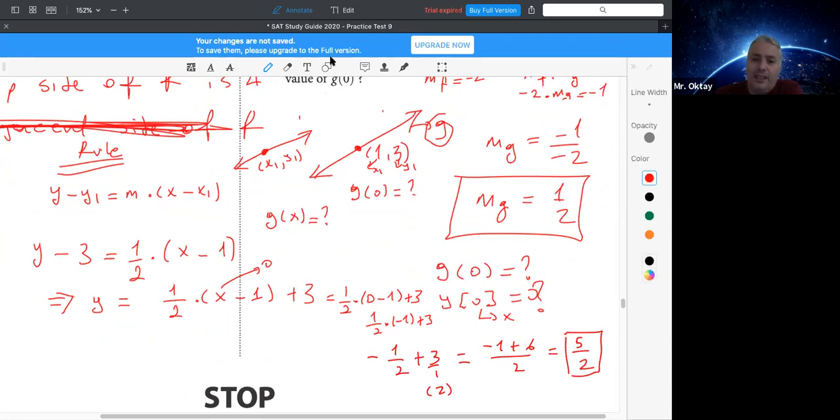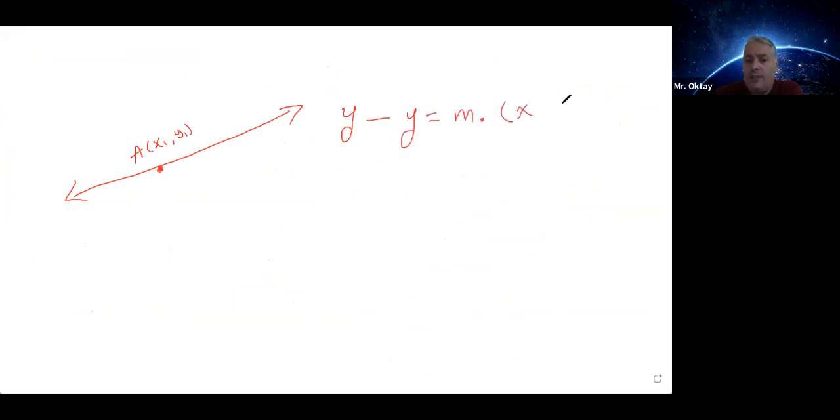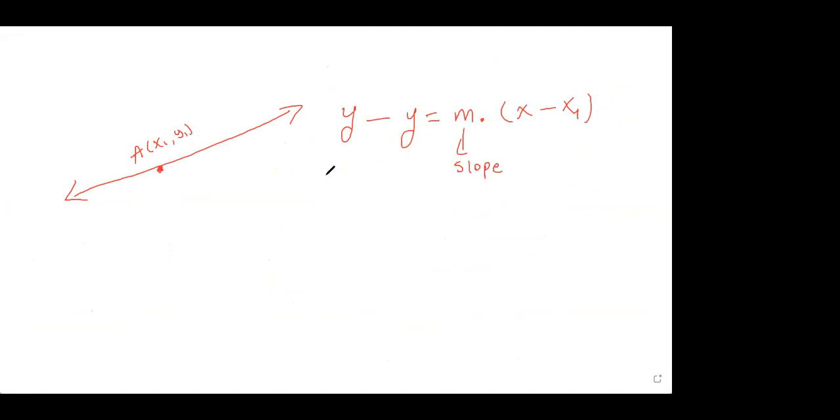I want to explain this on the whiteboard again, in general, okay? When you have any line, and any point on this line, like (x1, y1), how can you write the equation? y minus y1 is equal to slope times x minus x1. This is slope. Okay? This is the first case.